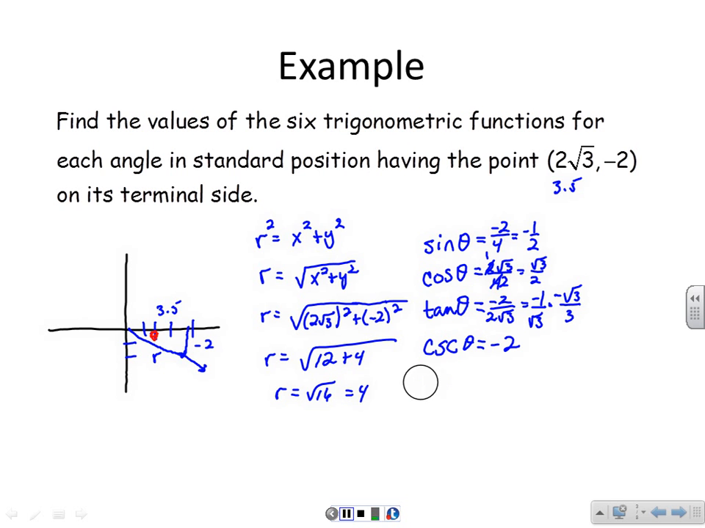Secant theta is going to be the reciprocal of cosine theta, so you're going to have 2 over the square root of 3, and then we'll rationalize that, so we'll have 2 square root of 3 over 3. And then cotangent theta is going to be the reciprocal of tangent, and so that's going to give us negative square root of 3. And that's how you find the 6 trigonometric functions for an angle in standard position given a point on its terminal side.